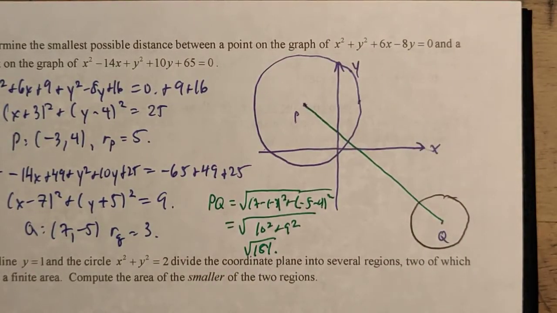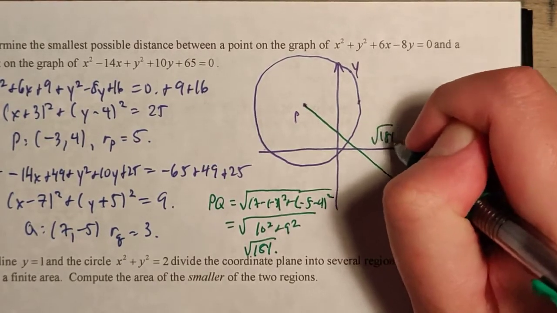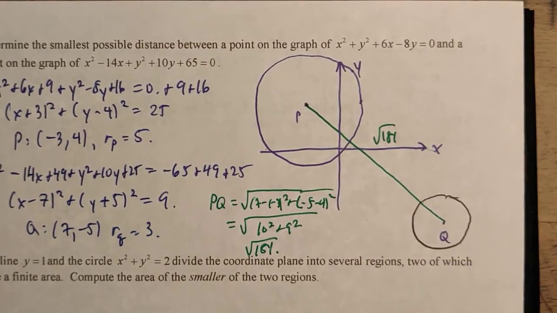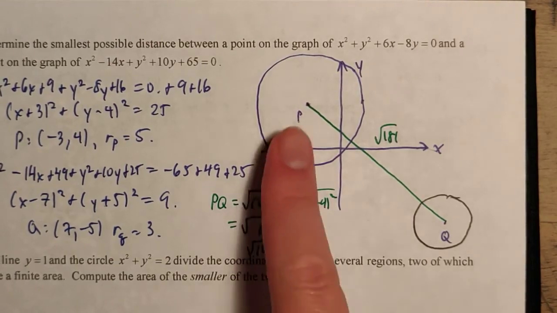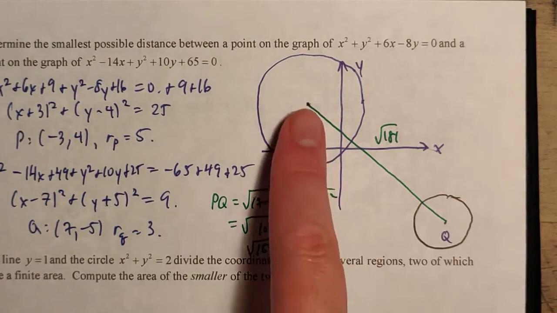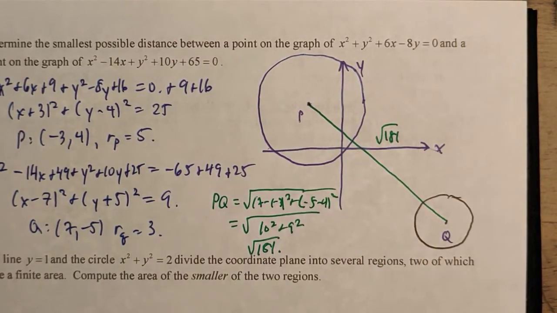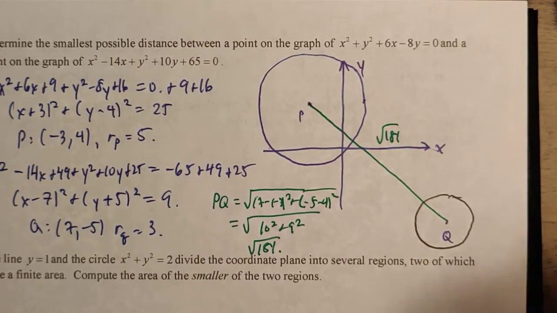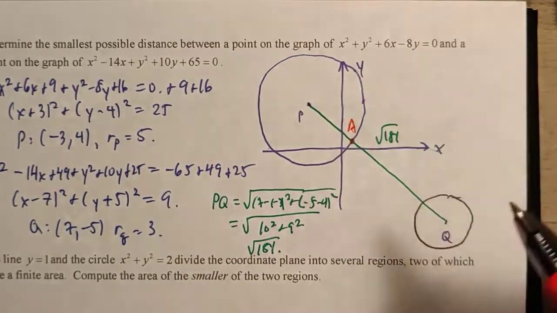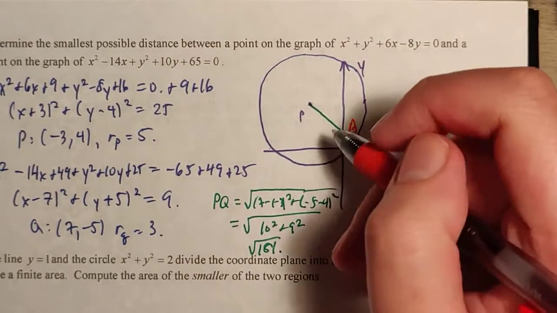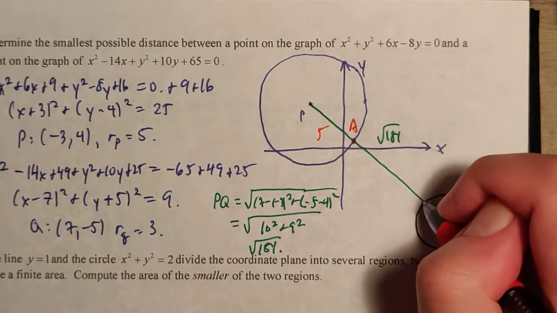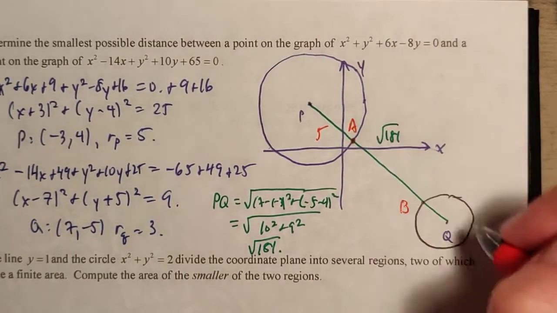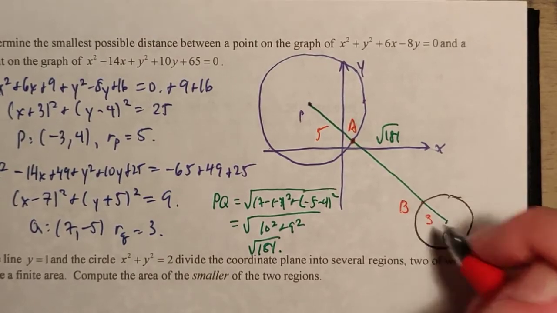Now, we want to determine the smallest possible distance. So it makes sense that if this entire thing is radical 181, and we want the distance between the two points to be as small as possible, we have to pick the points that are closest to one another. Note this point where this circle intersects this green line segment, let's call it A. PA has a distance of 5 because it's the radius of the circle. Similarly, if we call B the intersection of the green line segment and circle Q, BQ has a length of 3.